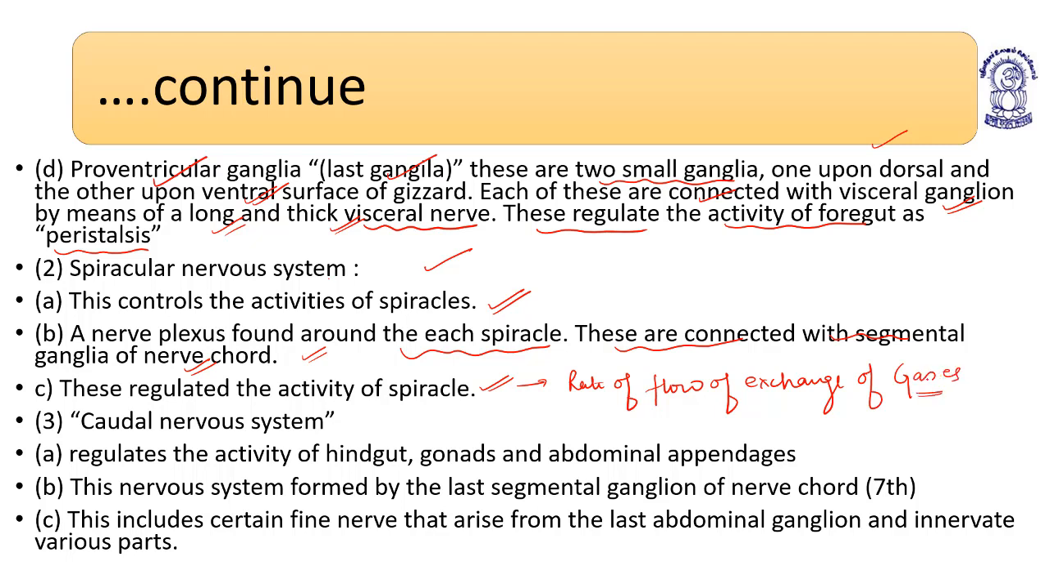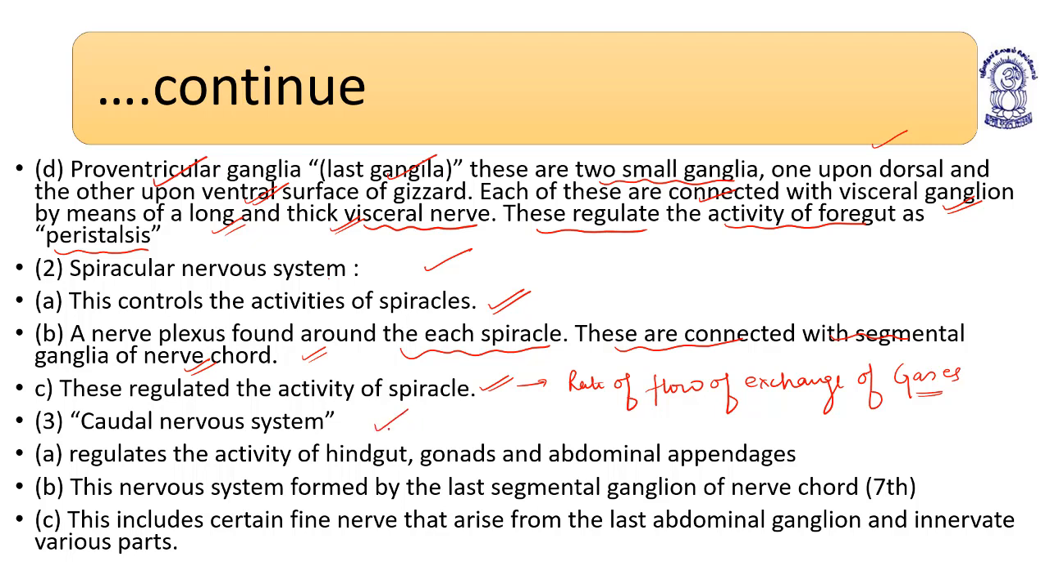So the spiracular nervous system, which helps to control the activities of spiracles: a nerve plexus is found around each spiracle. These are connected with the segmental ganglia of the nerve cord. These help in the regulation of the activity of spiracles, meaning the rate of exchange of gases.